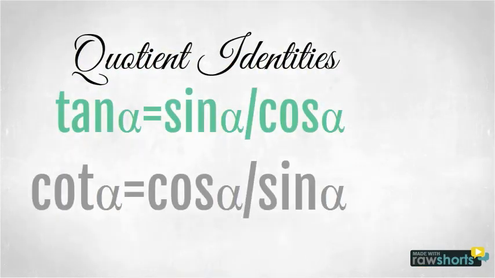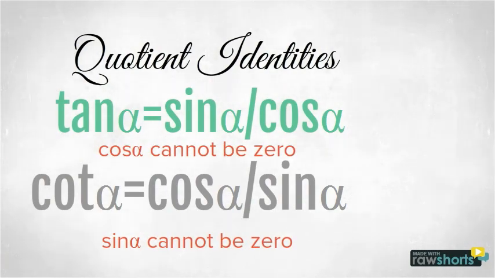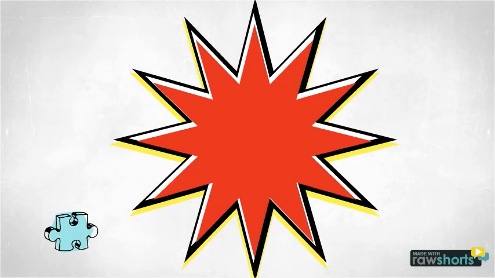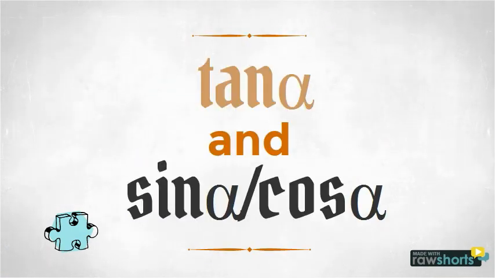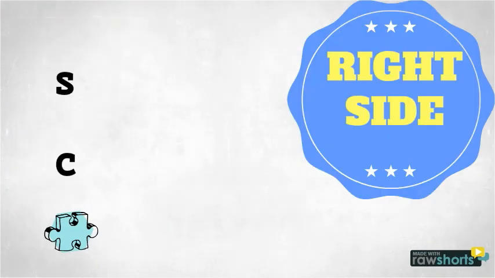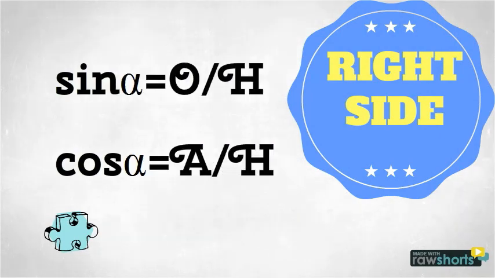The quotient identities. Tan A is equal to sine A over cos A, and cot A is equal to cos A over sine A. Cos A cannot be equal to 0, and sine A cannot be equal to 0. But how does the formula make sense? How is tangent alpha equal to sine alpha over cosine alpha? Well, for the left side, tangent alpha is equal to O over A, and for the right side, sine alpha is equal to O over H, and cosine alpha is equal to A over H.